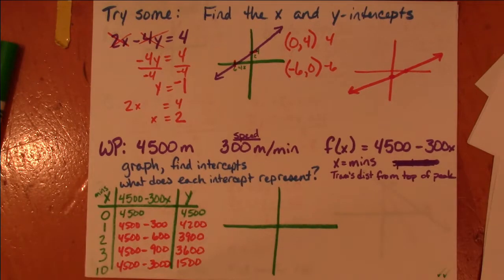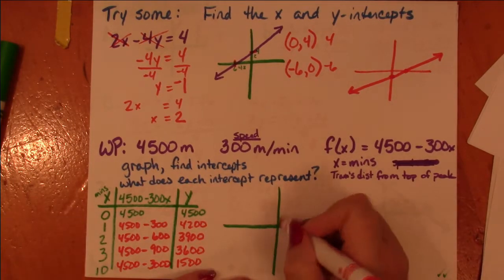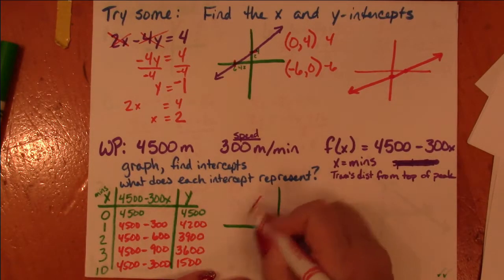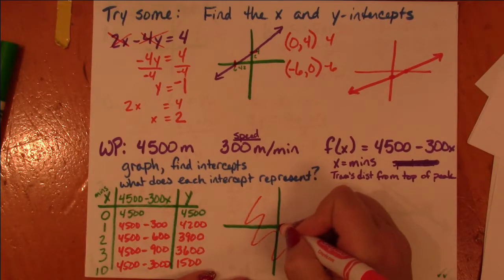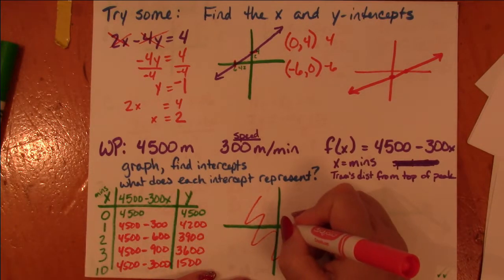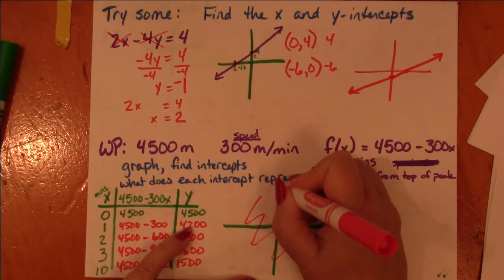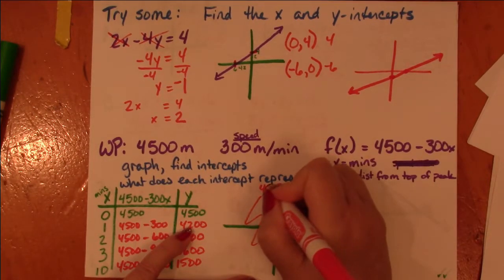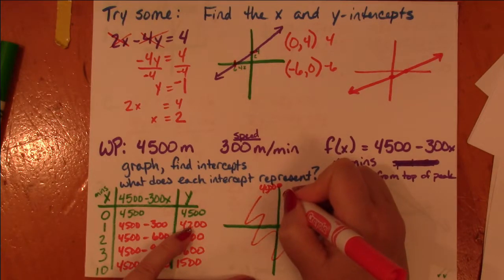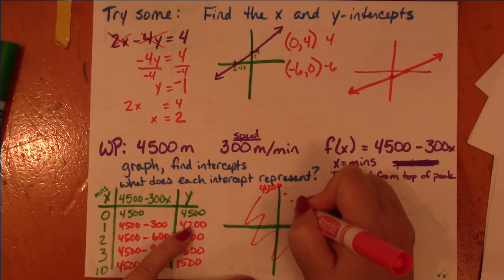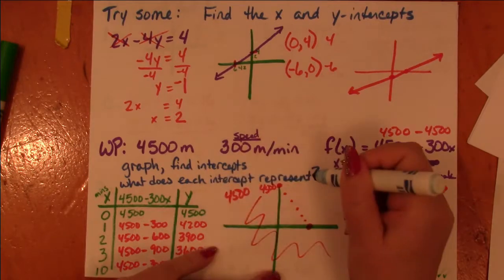So what does this look like when we graph it? Well, again, x can't be negative, so I don't even need these three sections. So when x is 1, and we're going to start at the top at 4,500. And when x is 1, and when x is 2, and when x is 3, what does each intercept represent?